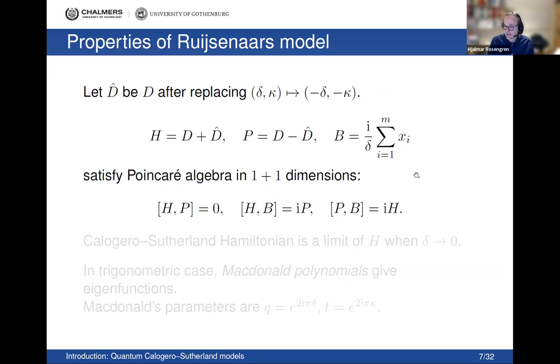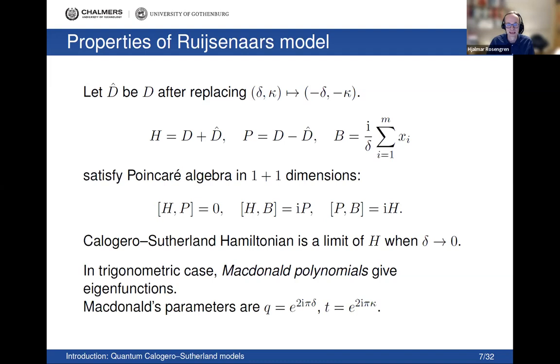It's maybe not completely obvious, but you can get the Hamiltonian I showed before as a limit of this, as delta tends to zero. I also want to mention that Macdonald polynomials give eigenfunctions of these operators. It might be helpful to note that the usual parameters of Macdonald theory, q and t, are given by exponentials of delta and kappa.